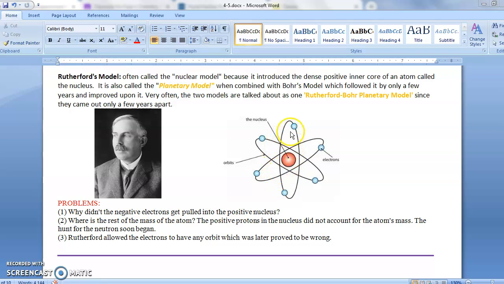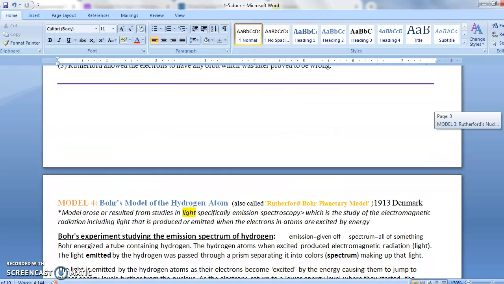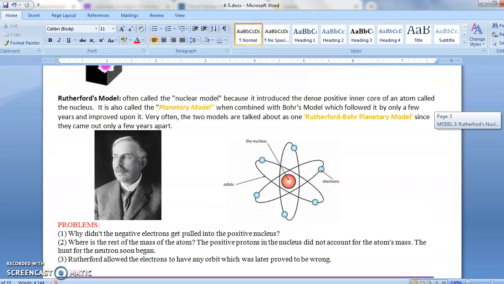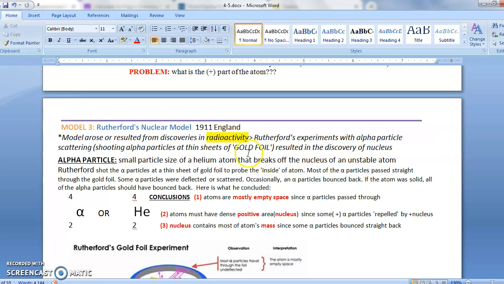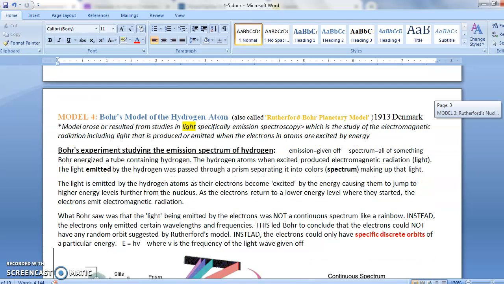So, what ended up fixing the problem of these electrons not being pulled into the nucleus? And that's where the fourth model comes out. The fourth model, Bohr's model, came out just a few short years after Rutherford's model. Rutherford's model was 1911. The next model came out around 1913. Bohr's model of the atom. Now, Bohr's model is often called Bohr's model of the hydrogen atom because, as we're about to find out, it really only explained the hydrogen atom.